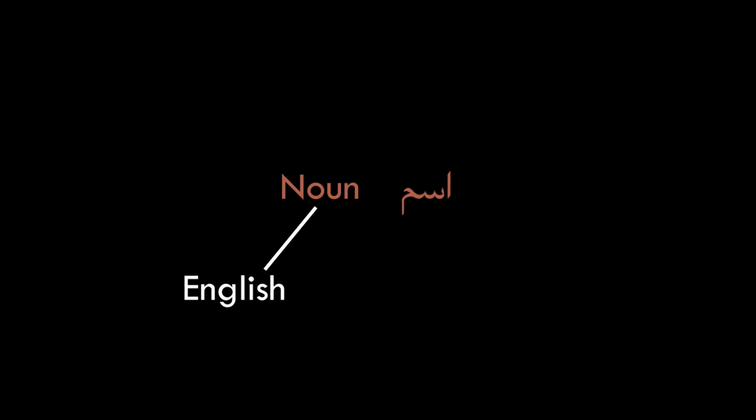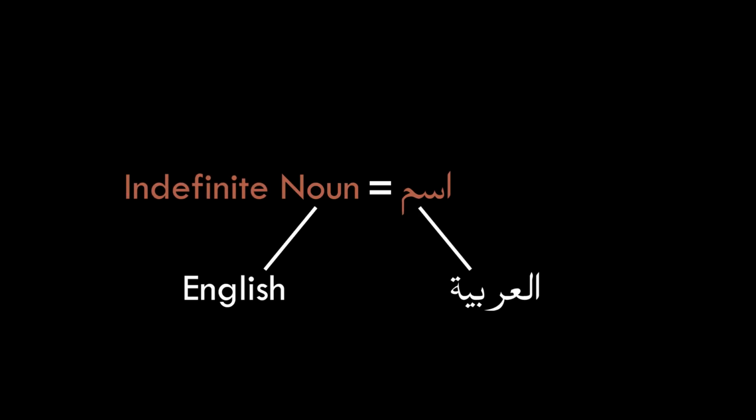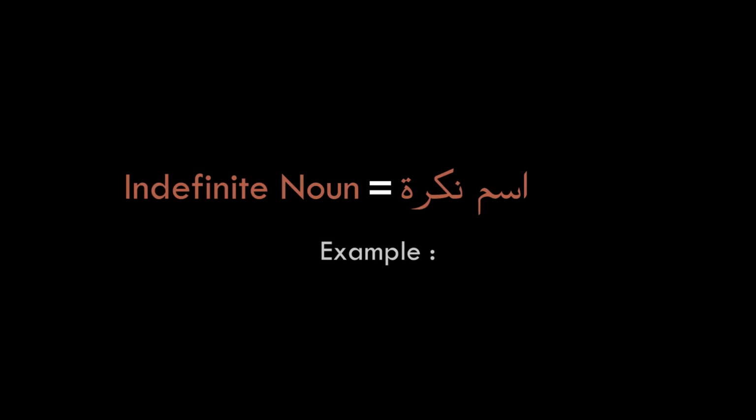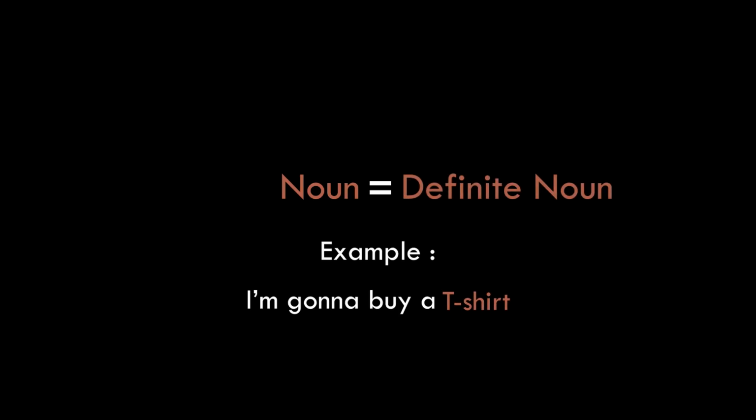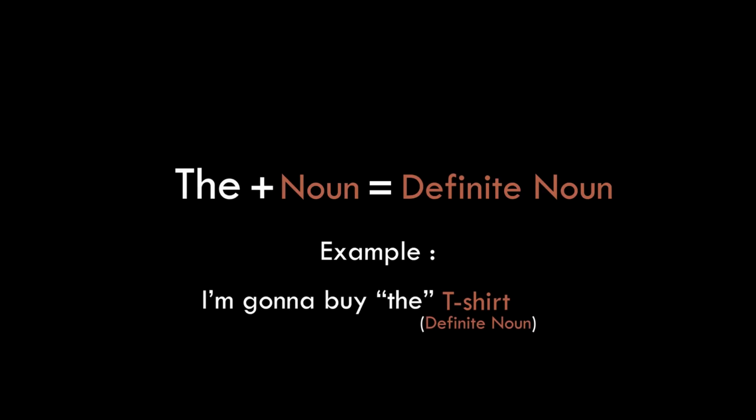Nouns in English and in Arabic have many similarities between them. One of them is the indefinite noun, or ismu nakira. The indefinite noun is a noun that refers to a non-specific entity. I'm gonna buy a t-shirt. If you want to definite this noun, you simply add the before it. I'm gonna buy the t-shirt.